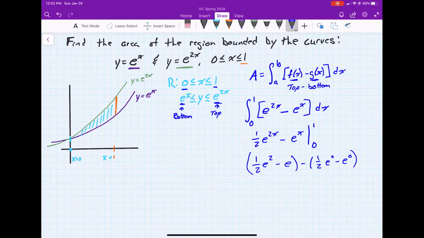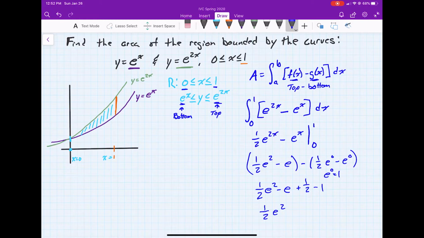So we'll bring this down. I'm going to have to distribute that negative. And so we've got 1/2 e squared minus e, and then we're going to have 1/2 e to the 0. Got kind of a dead spot in my iPad here. Anyway, e to the 0 is equal to 1, so that's just going to be 1/2, and then minus 1 for that section.